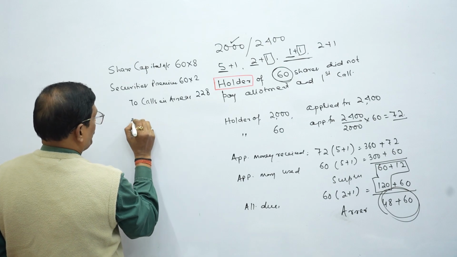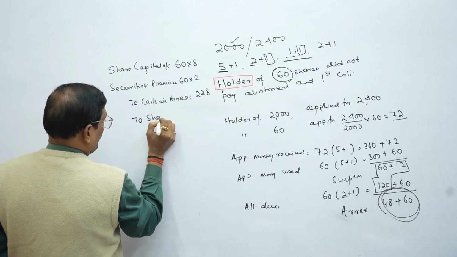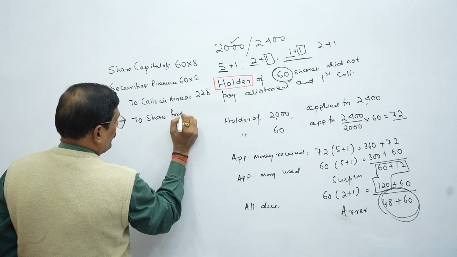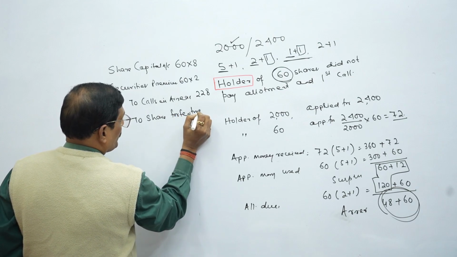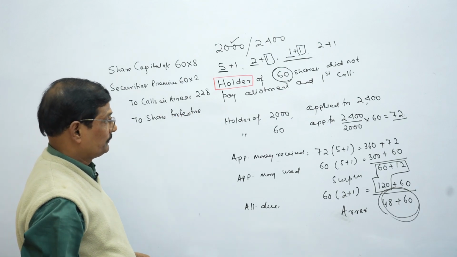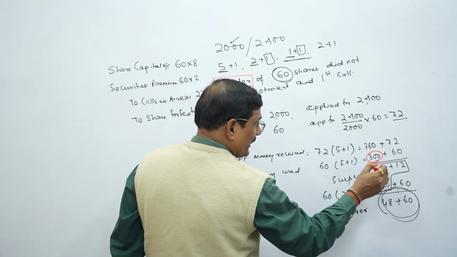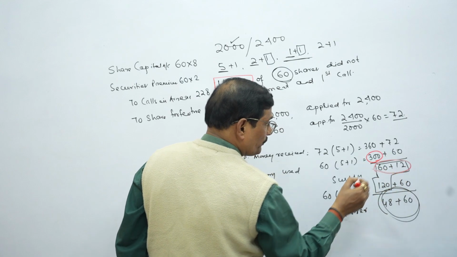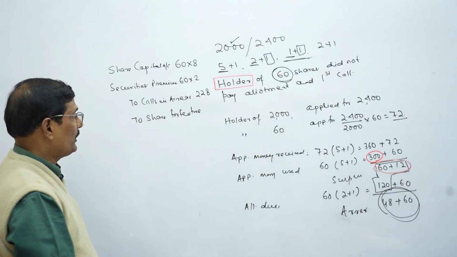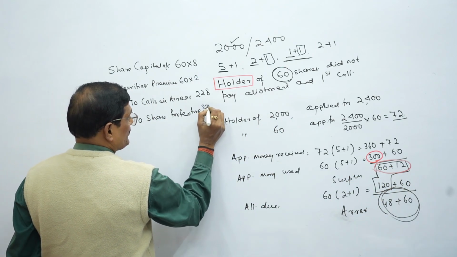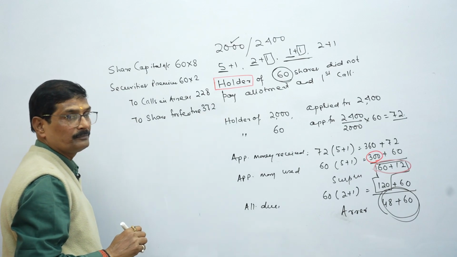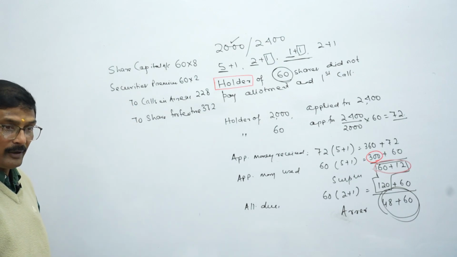Share forfeiture account, the amount we have already received towards capital. This is the amount you have already received towards capital. This 300 and this 72. This is the amount we have already received, 372 rupees. This is the procedure. Right?